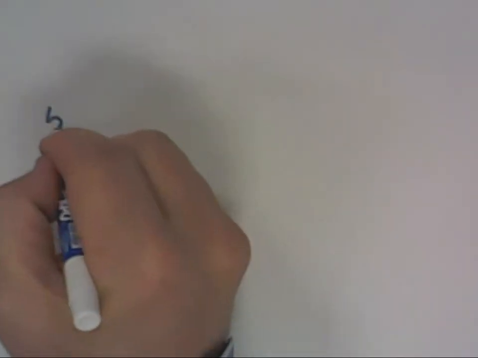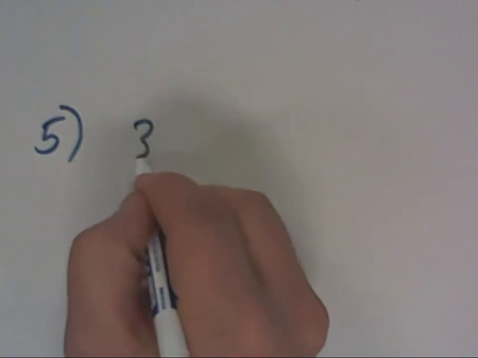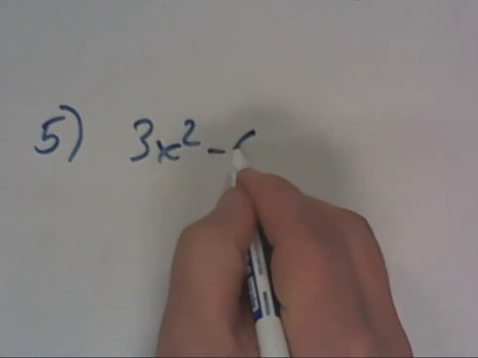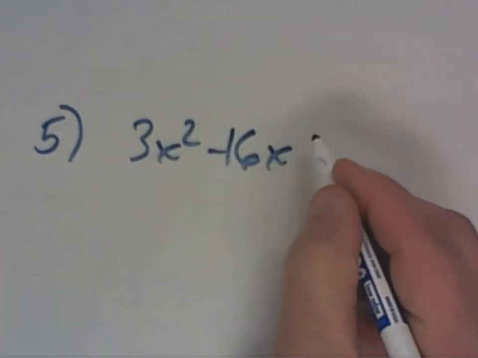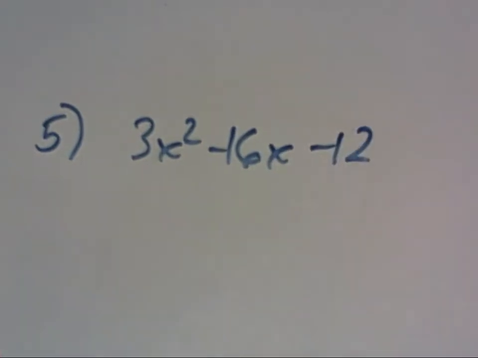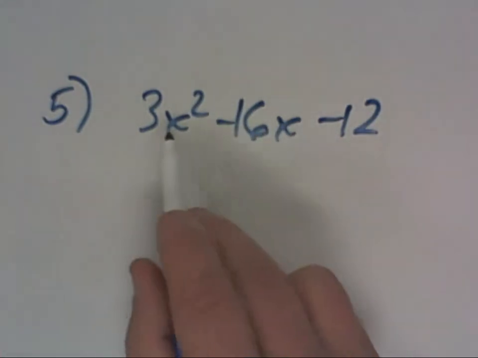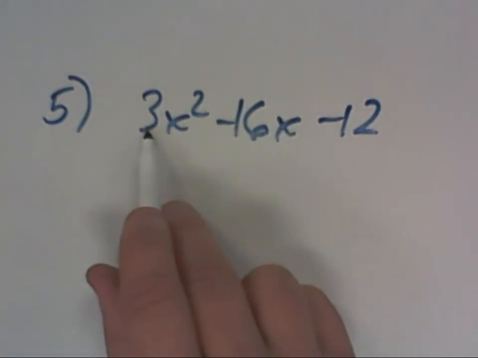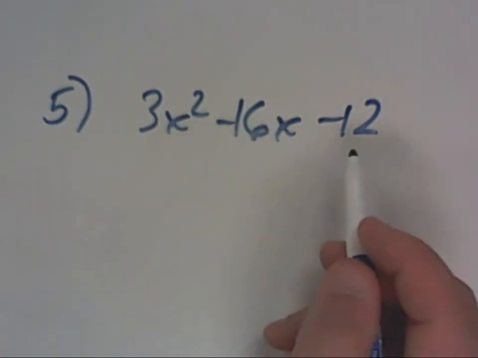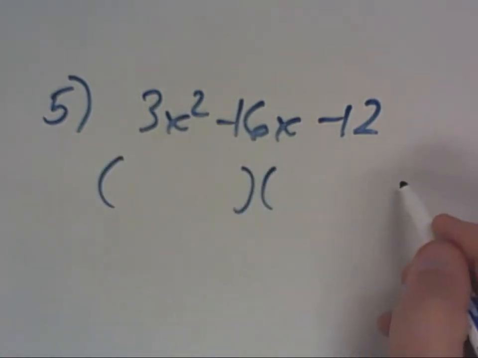Moving on to number 5. Let's say that number 5 looks like this. We're going to start with 3x squared minus 16x minus 12. This is about as hard as we're going to get today, because not only does it have an a value that isn't 1, but it has negative signs in it. The process, though, is still going to be the same.